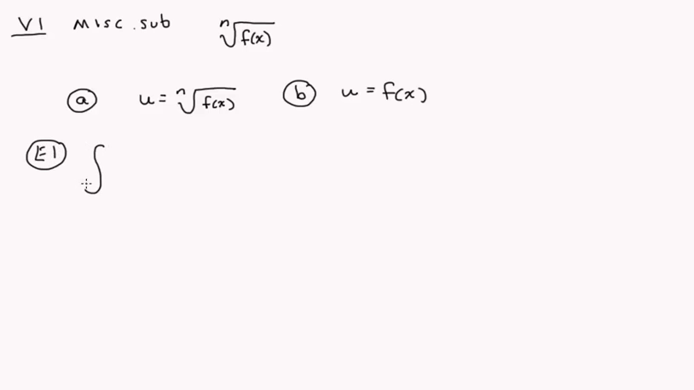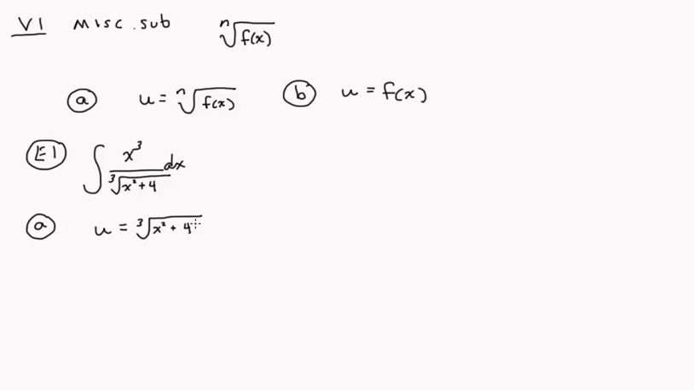Example number 1 is the integral x cubed over the cubed root of x squared plus 4, and of course dx. Okay, to do this problem first, we're going to start with the A version. So if we're doing the A version, then we're going to let u equal, see we have a radical in the denominator, and so we're going to let u equal the cubed root of x squared plus 4.